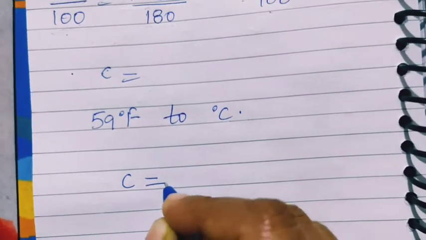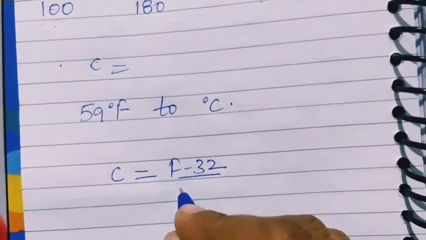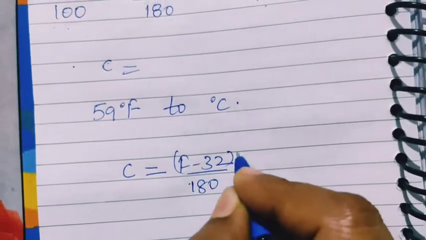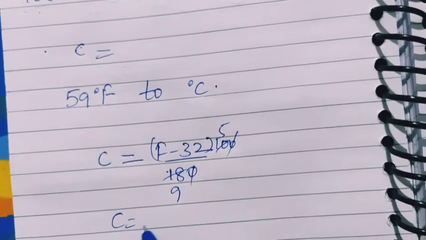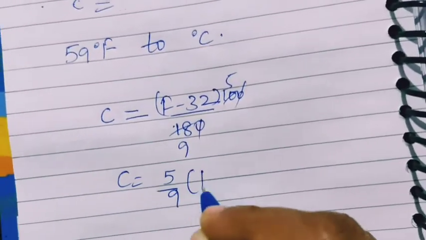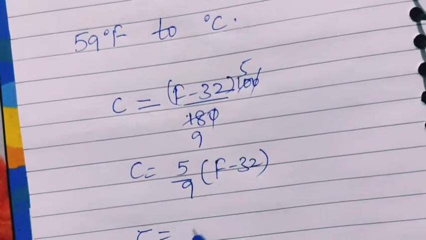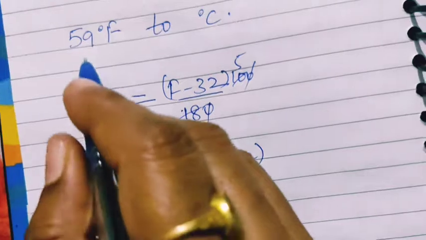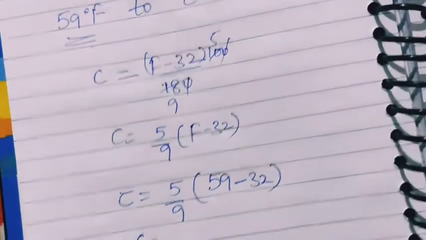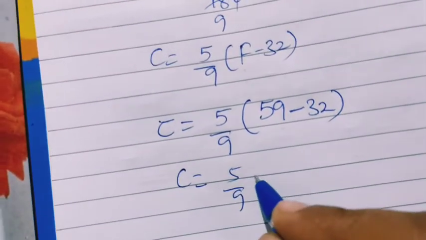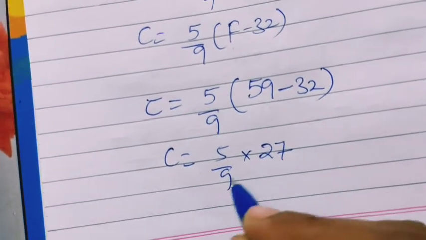C, that is Celsius, is equal to (F minus 32) by 180 into 100. So the 0s cancel, 2 fives are 10, 2 nines are 18. So C is equal to 5 by 9 into (F minus 32). Here we have to calculate C, with 5 by 9, and F is given as 59 degrees Fahrenheit, so 59 minus 32.